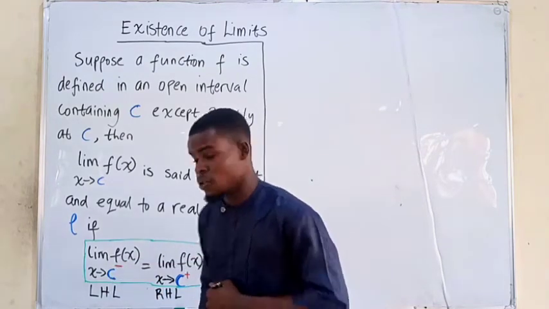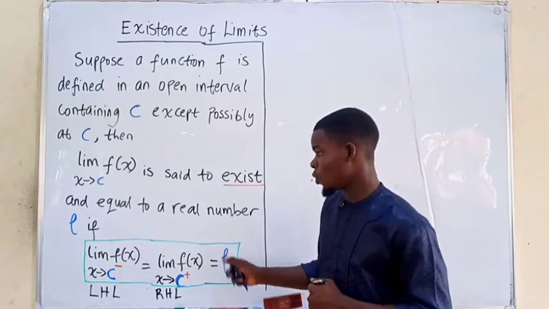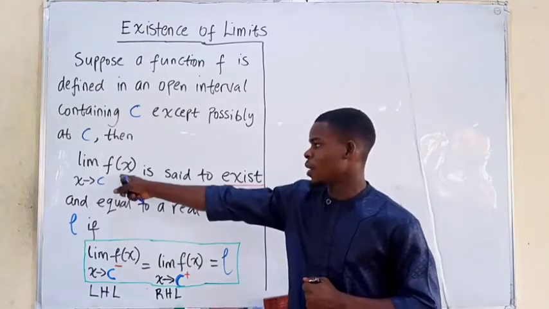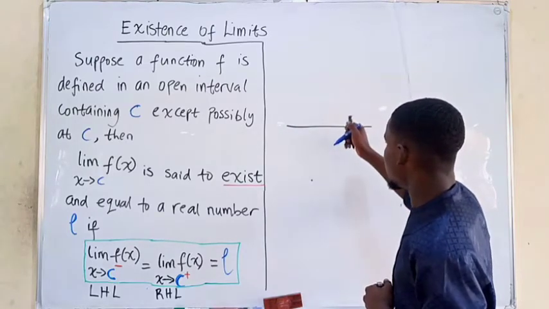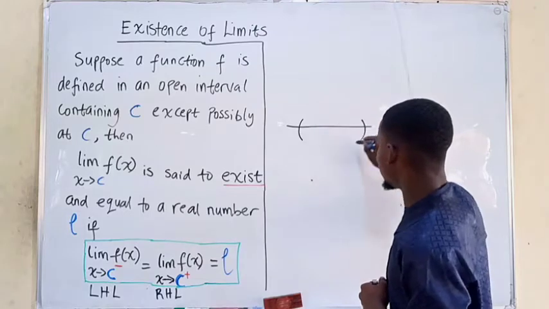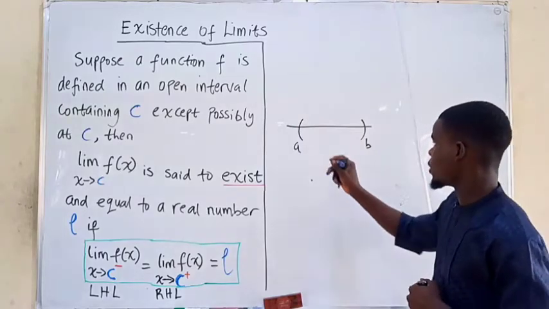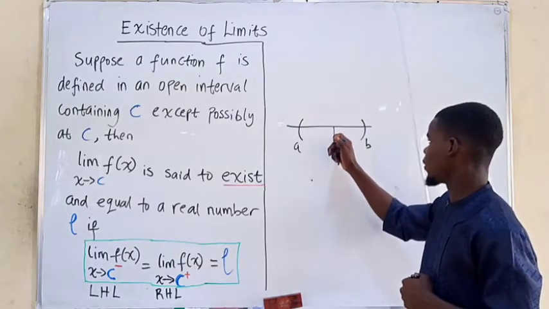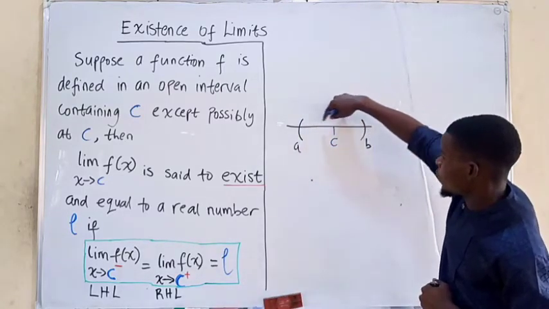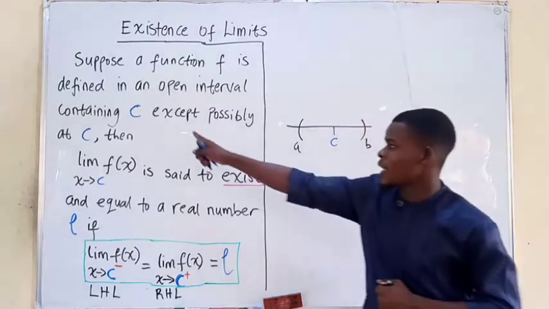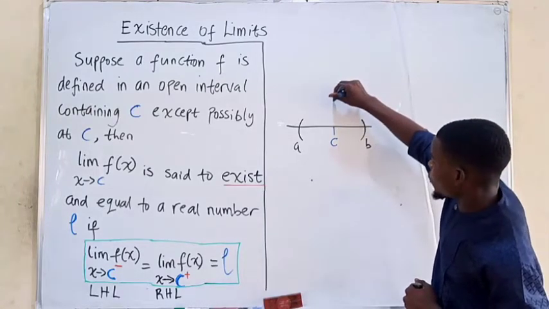So if x tends to c from the left is the same thing as x tends to c from the right, and that same thing is what we call L, then that real number is the limit of that function as x approaches c. So you can see, let's say this is the x-axis, and this is the interval from point A to point B, an open interval. Then this is a point C lying inside the open interval, and we say that this function is defined at every point in this interval, except possibly at C. It may not be defined at C, so let's say the function is not defined at the point C.